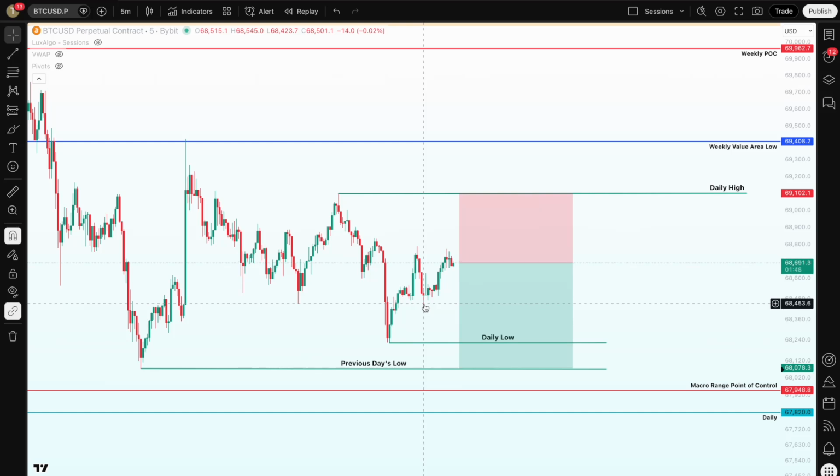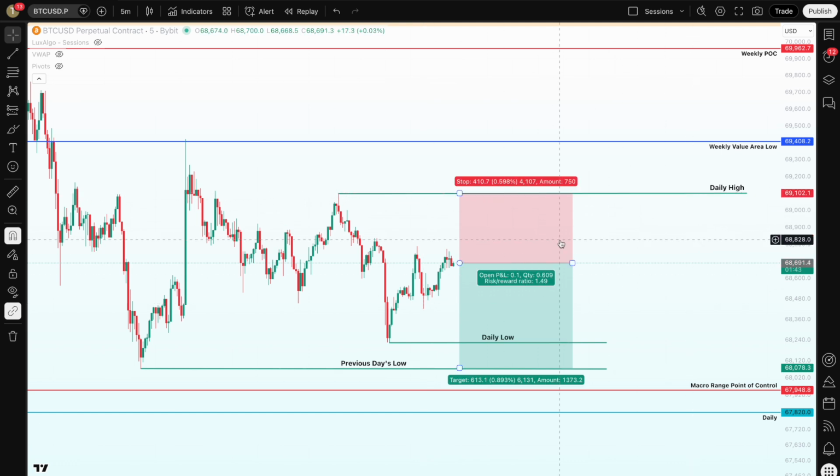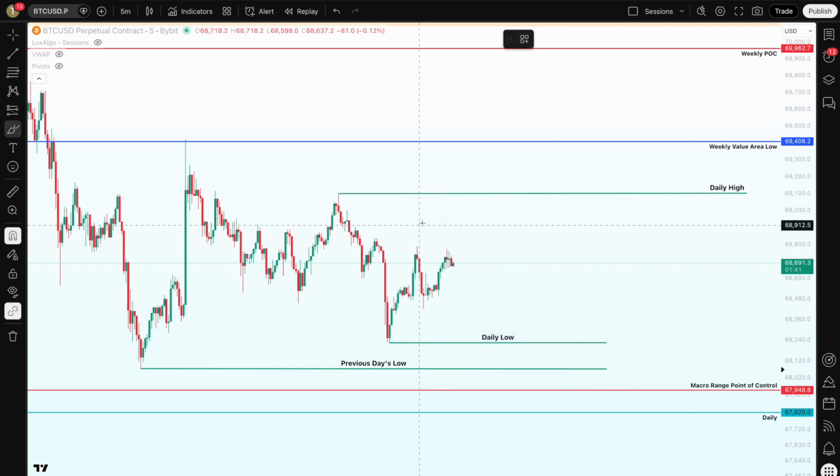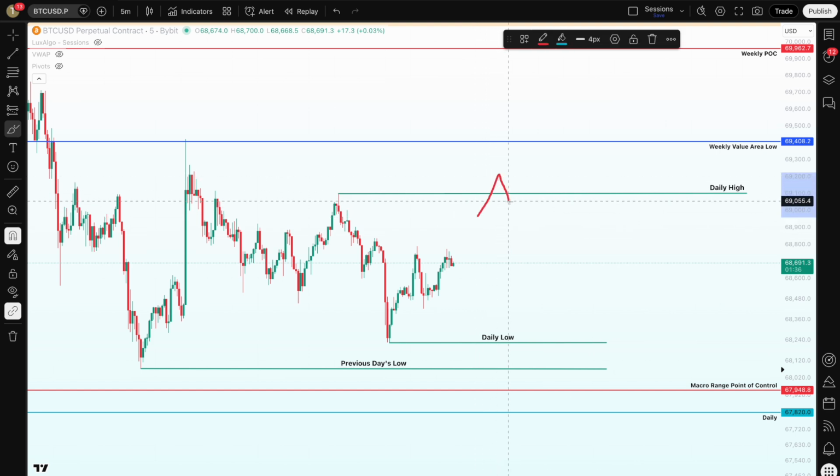And in this case, for me, the best liquidity on the market are these 3 levels, right? The daily high is a very nice level. So if the market is to push higher during this session and go above these highs and have a swing failure pattern like this, right? It could be like this as well. I would be interested in a short position right here.